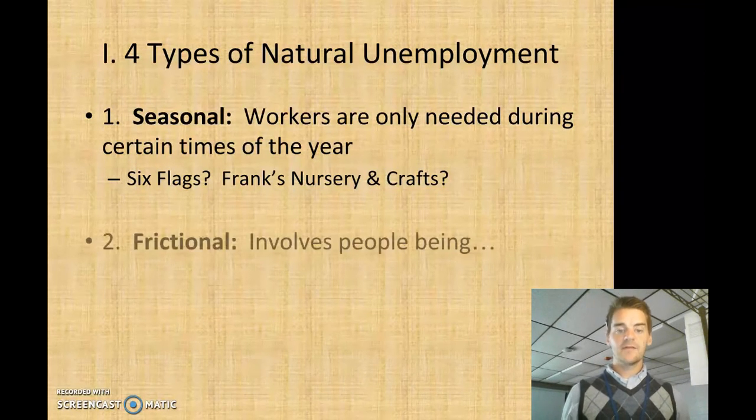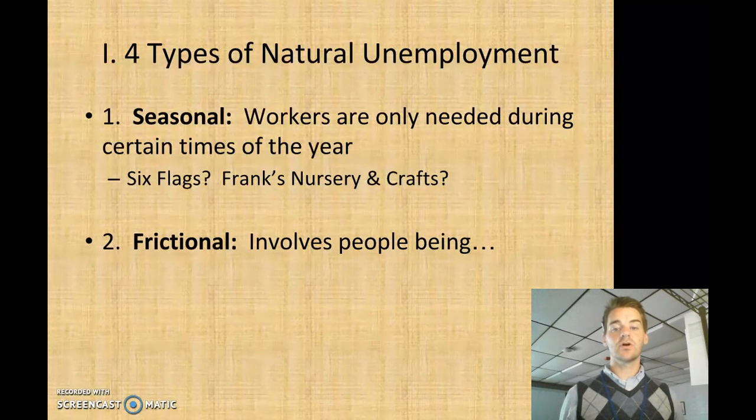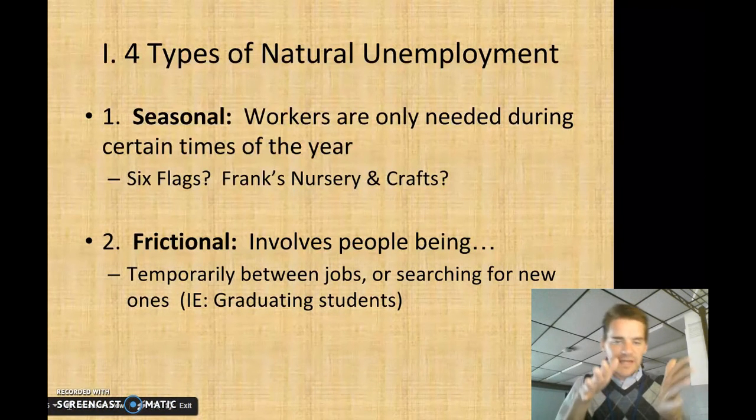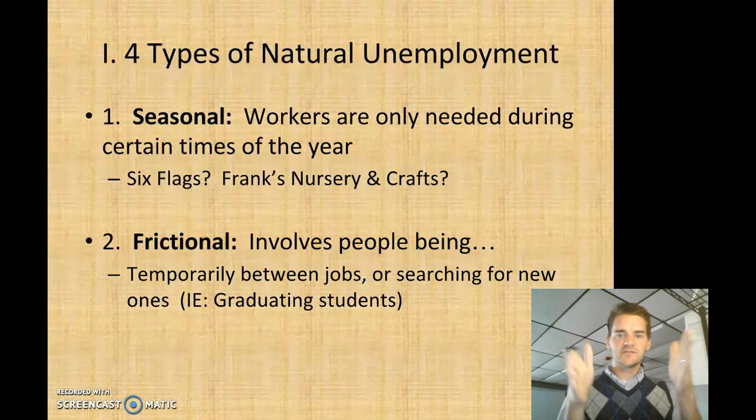They'll be let go. And when they're no longer employed at Six Flags, they will become what we call seasonally unemployed. The second type of unemployment is called frictional unemployment. And frictional unemployment involves the situation of when people are between jobs, or maybe they're in a new phase of life.